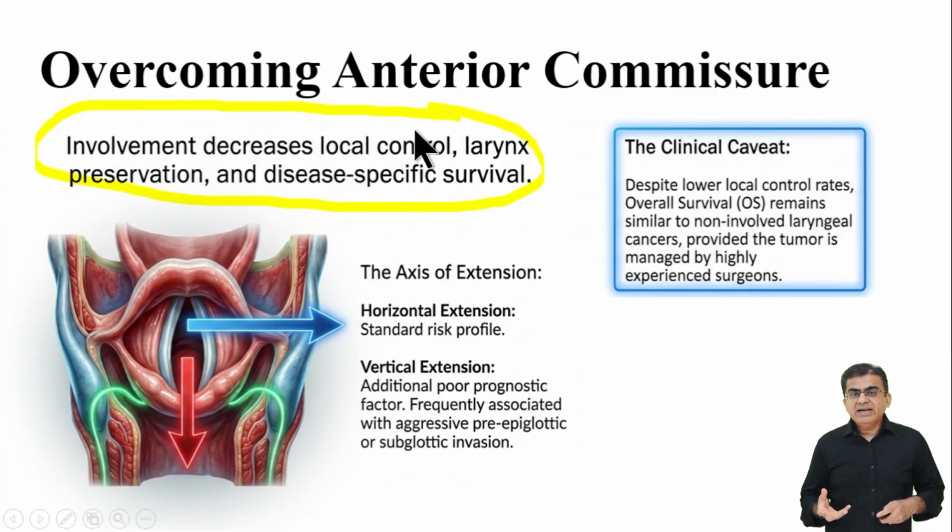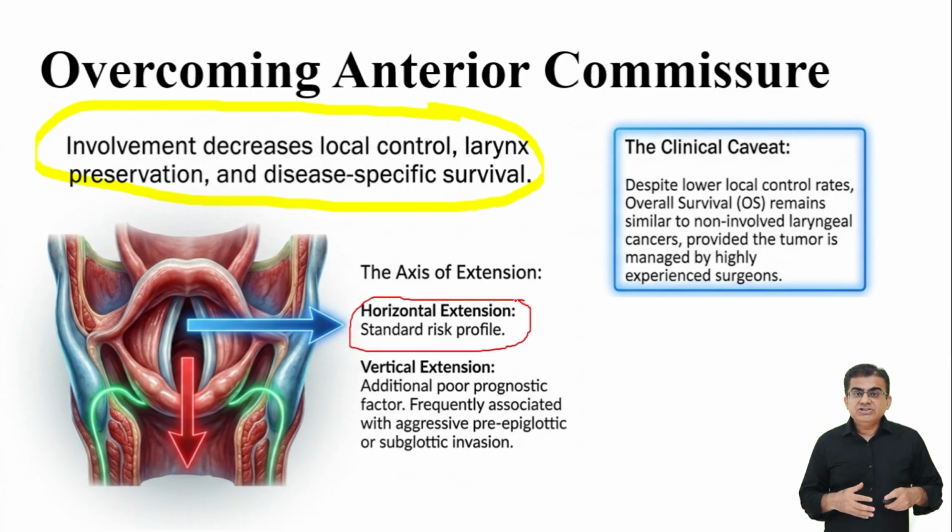But we must carefully look at exactly how the tumor is spreading. Look at the axis of extension. If the tumor spreads strictly sideways along the vocal cords, we call it horizontal extension. This generally has a standard risk profile and is much safer to manage with the laser.